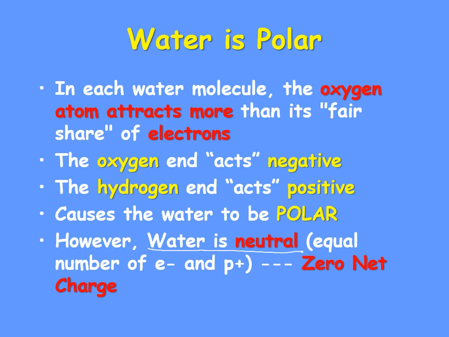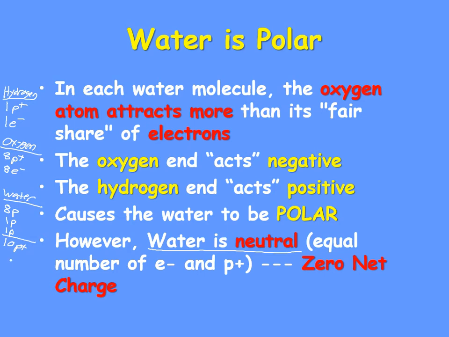Water is neutral. Now that might be confusing. What I mean by that is that one oxygen has 8 protons and 8 electrons. Each hydrogen has 1 proton, which is positive, and 1 electron, which is negative. So if we add these up for water, we have 8 protons from the oxygen, 1 from each hydrogen, which means we have 10 positive protons in one water molecule.